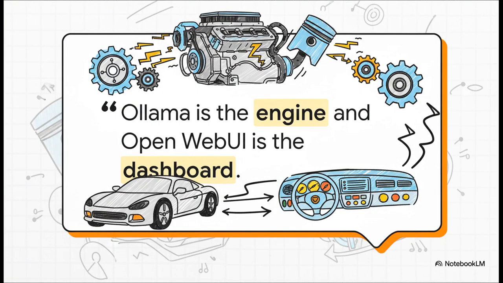I love this analogy because it just clicks. Think of it this way, right? Ollama, that's the engine. It's the powerhouse, doing all the complex thinking and processing in the background. But Open WebUI, that's your dashboard. It's the steering wheel, the GPS, the beautiful interface that lets you actually drive the car and tell that powerful engine exactly what you want it to do.